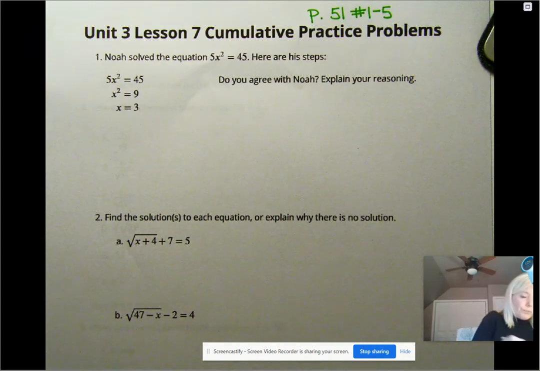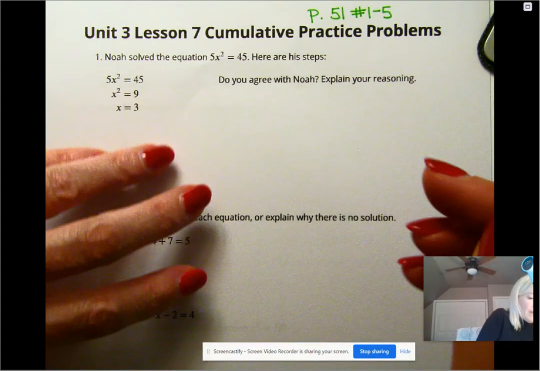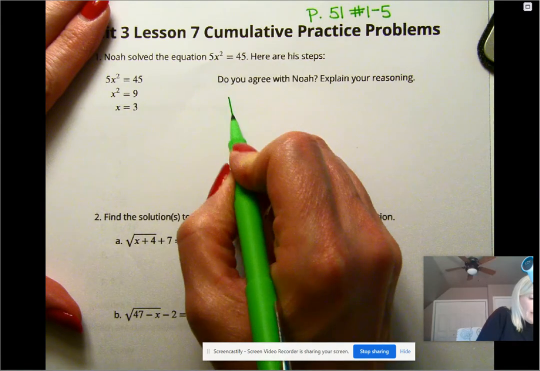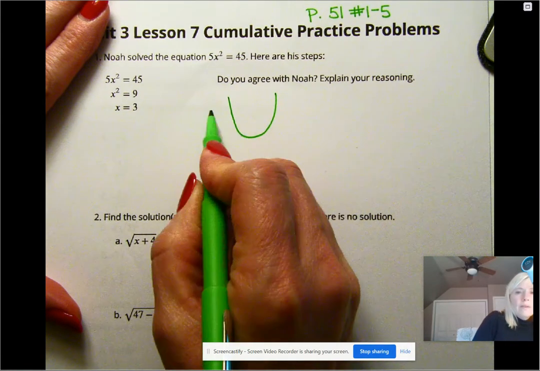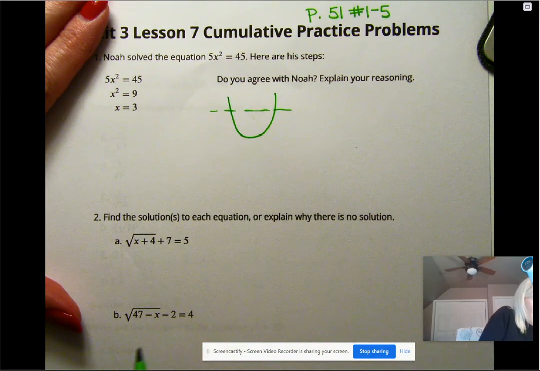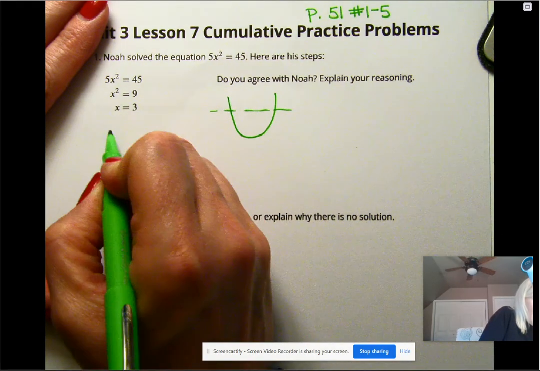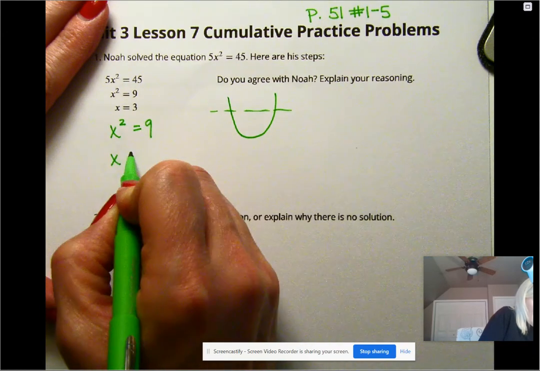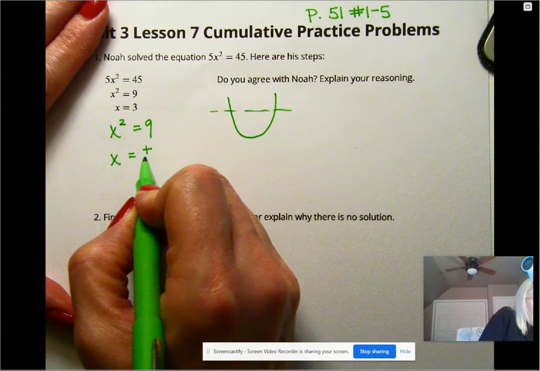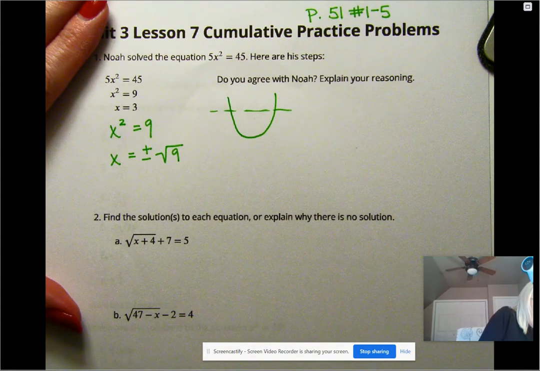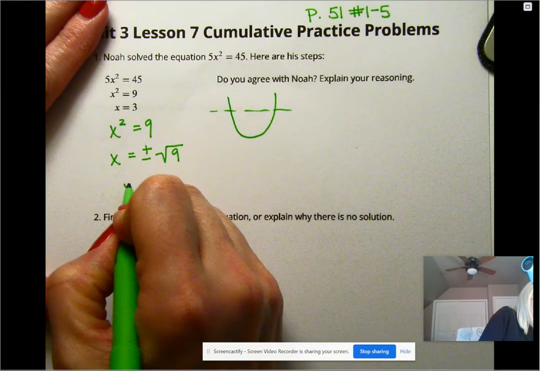Because this type of function is a parabola, there's going to be two solutions. All right. So if x squared is equal to 9, then x equals the positive and negative square root of 9, which is positive and negative 3.